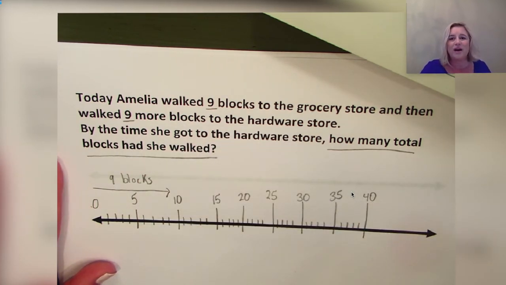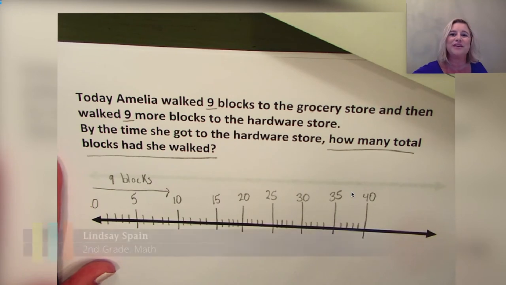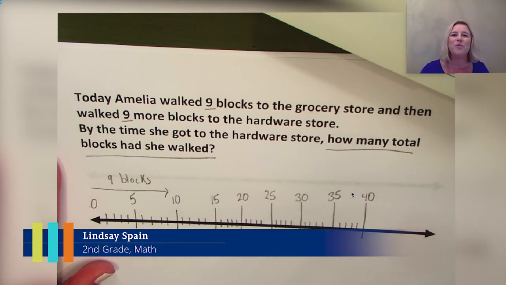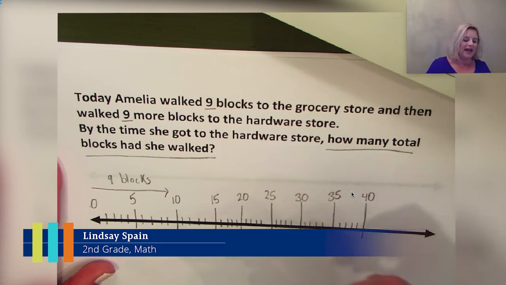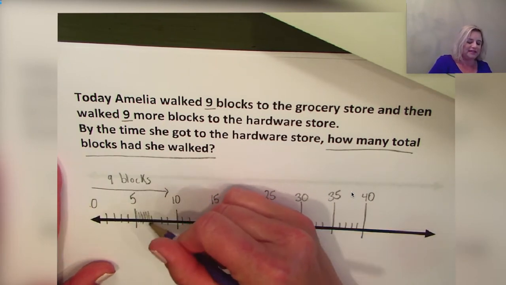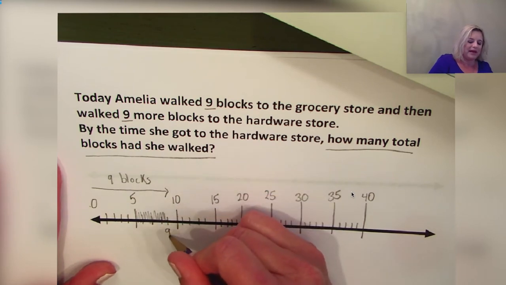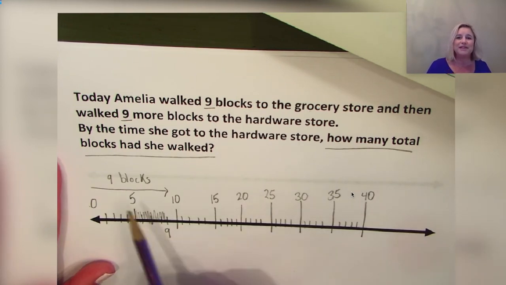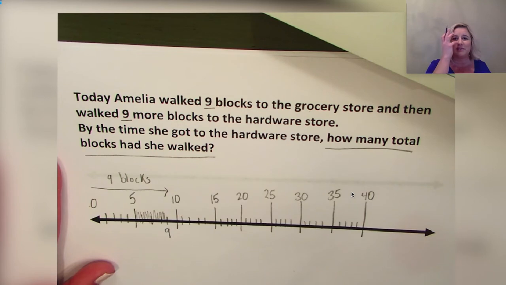Do you remember why the line stops between the 5 and 10? That's right. It stops between the 5 and 10 because that's where 9 is. 9 is 4 spaces past 5, or 1 space before 10. And then I'm going to shade this in and write my 9. So that is where we're starting off. She walked 9 to the grocery store. So we drew a line that points to the right to represent the blocks Amelia walked. Now, let's keep going.